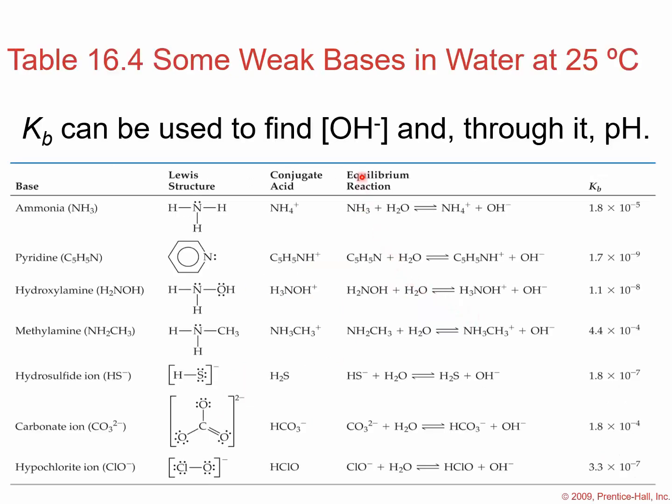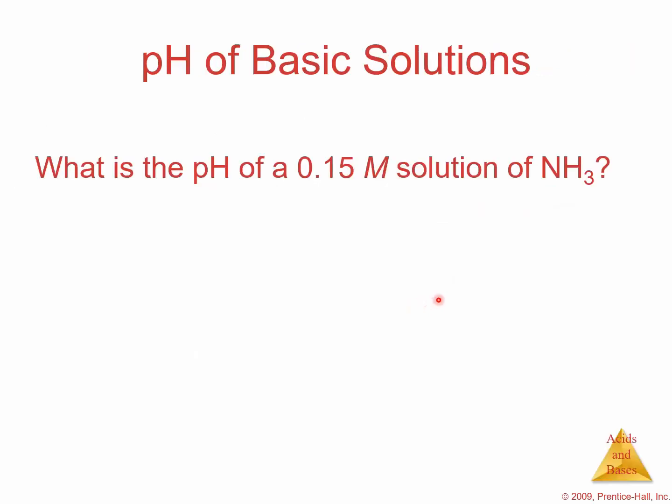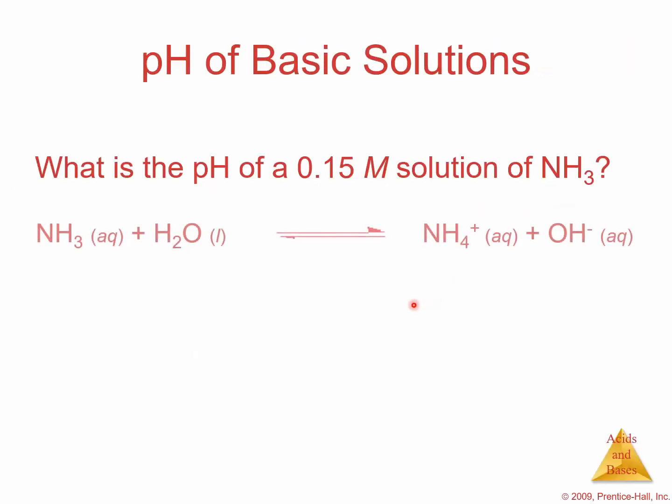Table 16.4 lists the Lewis structure, conjugate acids, and Kb values for a number of weak bases in water. As you can see here, Kb can be used to find the molar concentration of OH- and through it the pH. Let's go and see the following example.